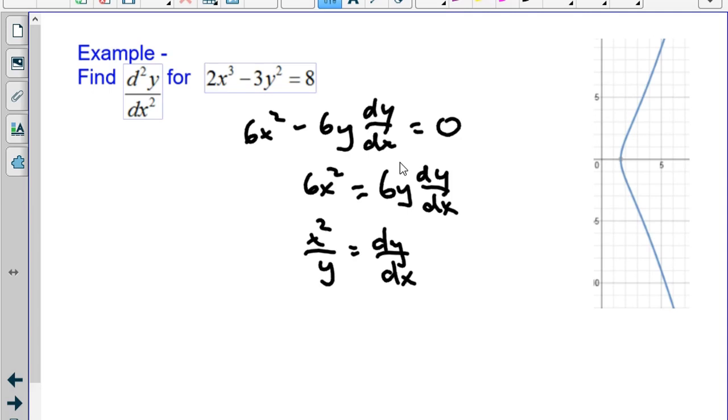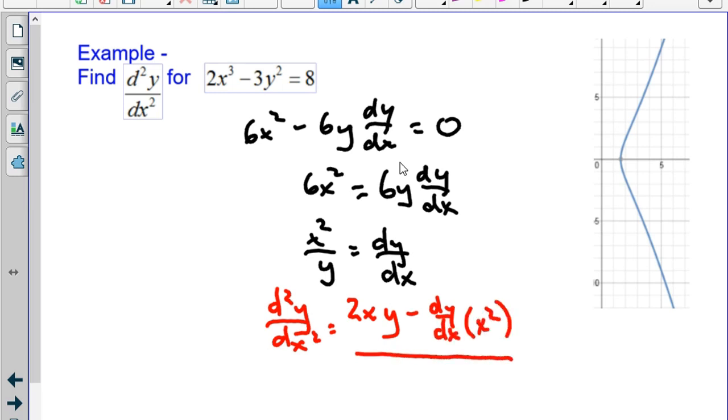So if we take the derivative of dy/dx, that becomes d squared y over dx squared. What that really means is we're taking the derivative of y with respect to x twice. So when we do that, we will have to do the quotient rule. So the derivative of x squared is 2x times the denominator, which is y, minus the derivative of the denominator, which is dy/dx, times the numerator, all over the denominator squared.